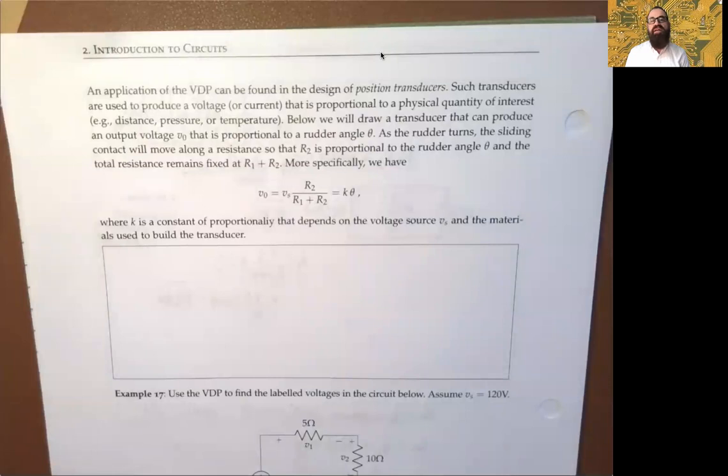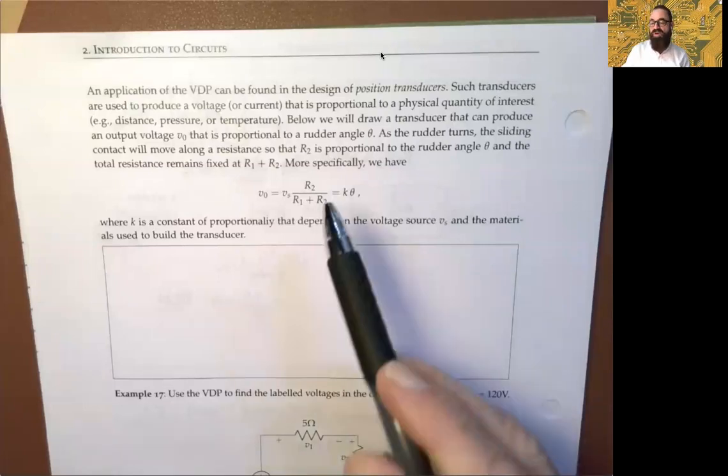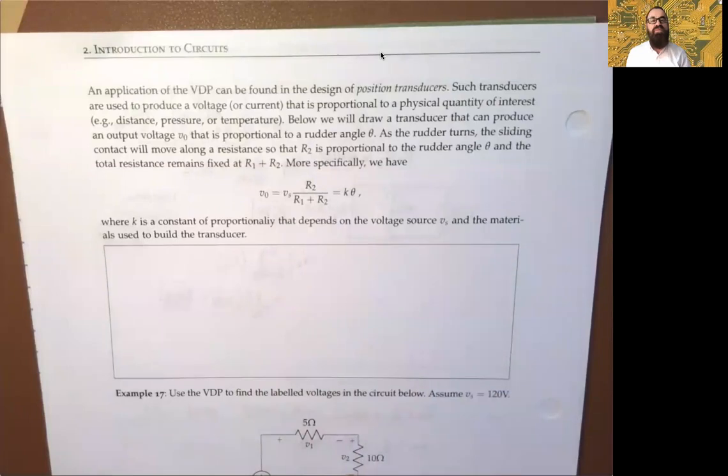And so the idea is that as the rudder turns, the sliding contact will move along a resistance so that a particular resistance, say R2, is proportional to the rudder angle, theta, but the total resistance remains fixed, which is the sum of two resistances, R1 and R2. And so specifically from an equation standpoint, what we have is that V0 is the voltage source scaled by the scaling factor R2 over R1 plus R2, which reminds you of voltage division.